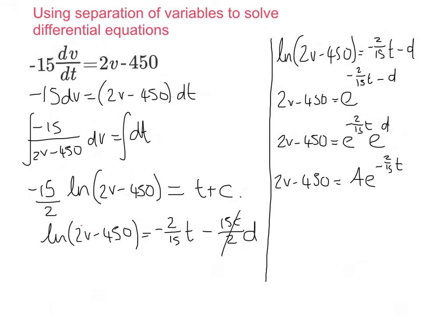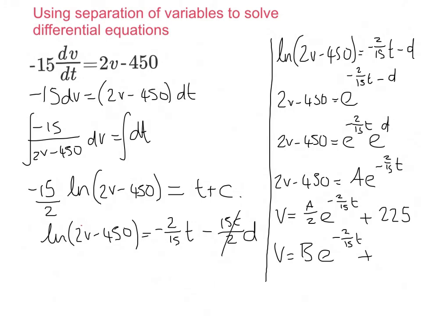Okay, let's add that 450 and divide by 2. V equals a over 2 e to the minus 2 over 15 t plus 450 over 2, which is 225. But look at that a over 2. Let's just call that b. It's just a number after all. b e to the minus 2 over 15 t plus 225. And then if we had some conditions, like when t is 0, v is 10 or something, we could find out what b is.